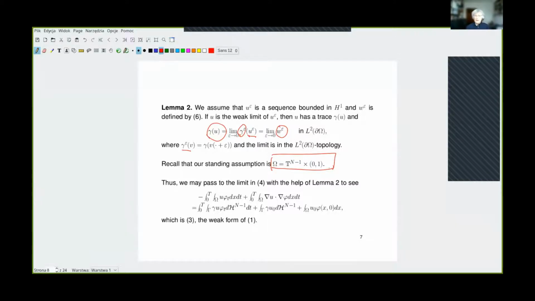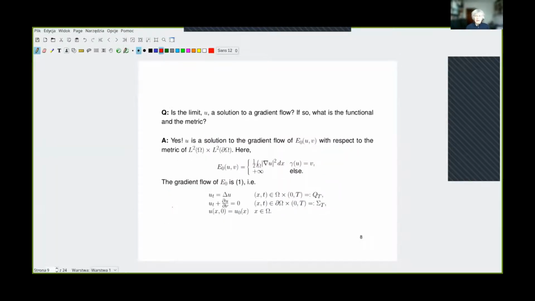And if we gather all this information, we can pass to the limit in the weak form of the equation. And we see that what we have here is nothing else but the weak form of the heat equation with the dynamic boundary condition. So far so good. It was easy. But now the question is, we computed the limit, and we are wondering if the limit is a gradient flow. And what is the functional whose gradient flow is it?